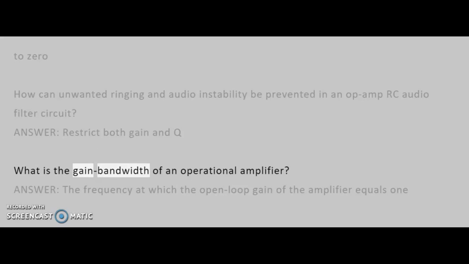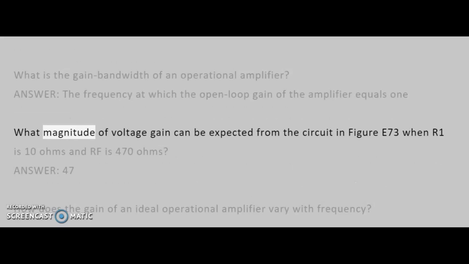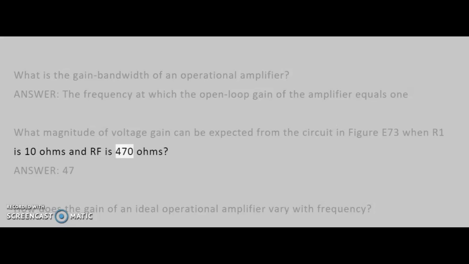What is the gain bandwidth of an operational amplifier? Answer: the frequency at which the open-loop gain of the amplifier equals 1. What magnitude of voltage gain can be expected from the circuit in figure E73 when R1 is 10 ohms and RF is 470 ohms? Answer: 47.